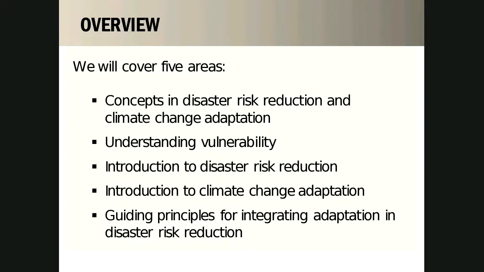Okay, we will cover a number of things. We will look at what is disaster risk reduction and climate change adaptation. I will use DRR and CCA through the course of this discussion. We'll look at vulnerability. We'll introduce a little bit of how DRR and climate change interact with each other, and we'll finish with some guiding principles on how we can integrate adaptation into risk reduction. And then you'll be given an assignment, which we'll be looking forward to what you produce.